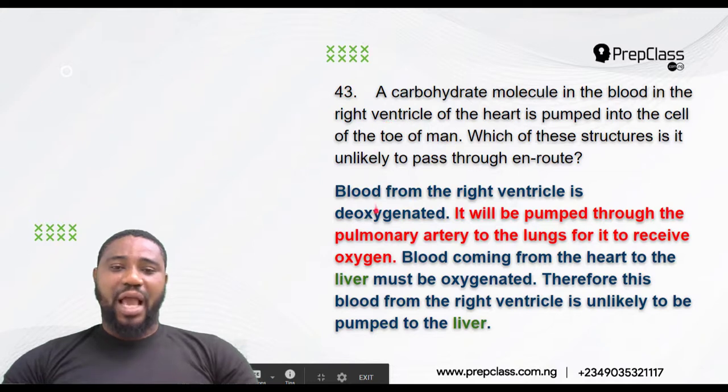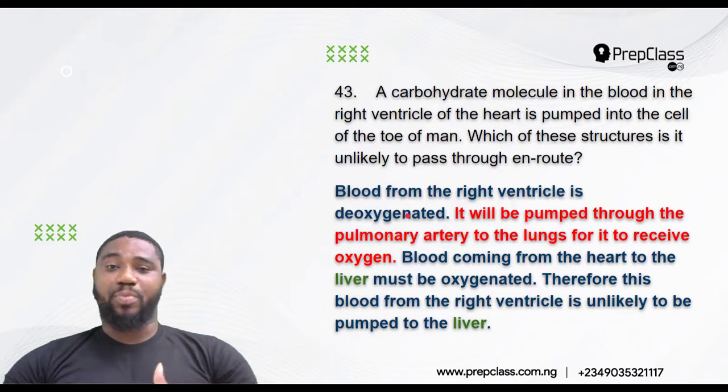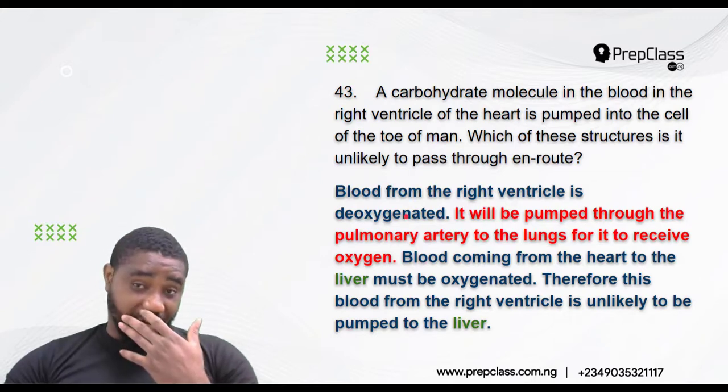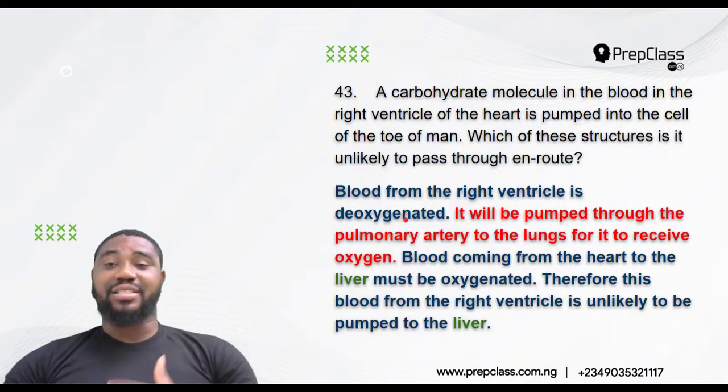Now watch. I said that blood from the right ventricle is deoxygenated. You know, our heart is divided into two parts by a structure called the septum. The septum divides the heart into two parts. The right part of the heart deals with deoxygenated blood. Are you following?